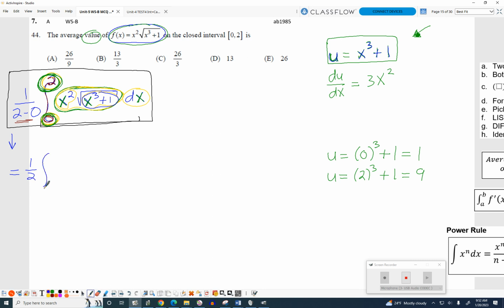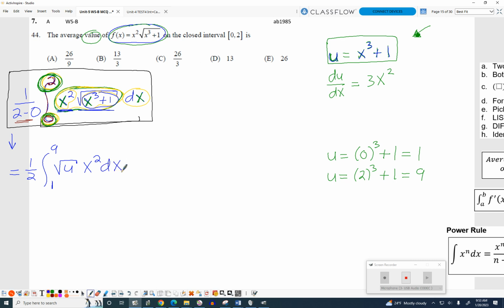The integral's changing now. The bottom limit is 1 because that's u. The top limit is 9. We're going to switch the order here. That's usually helpful. We put the u first because we're going to make it all about u. Now we have x squared dx.